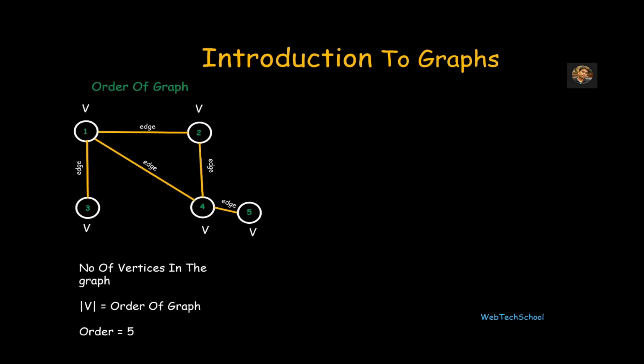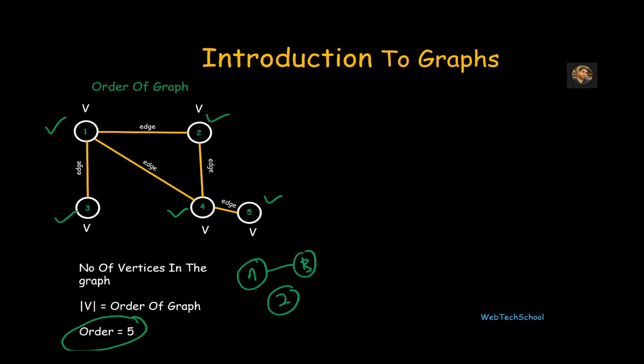Next is order of a graph. Order is equivalent to the number of vertices in the graph. Considering the given example, we have vertices 1, 2, 3, 4 and 5. So the order will be 5. Let's take a simple example. Let's say we have a graph like this, A and B, which connect over a single edge. So the order will be 2 as there are only 2 vertices present.